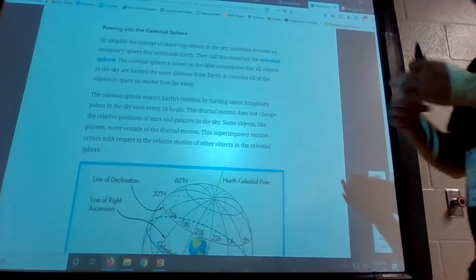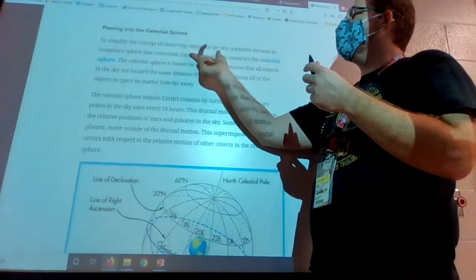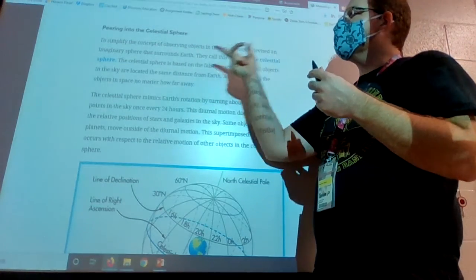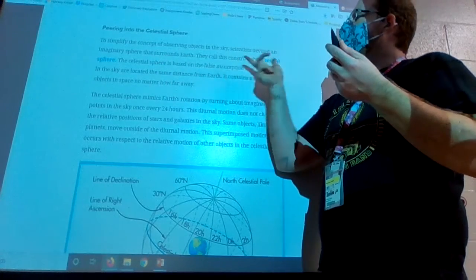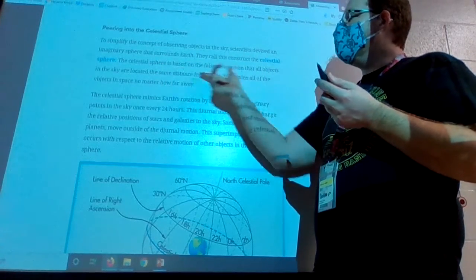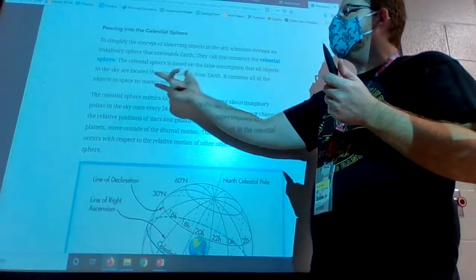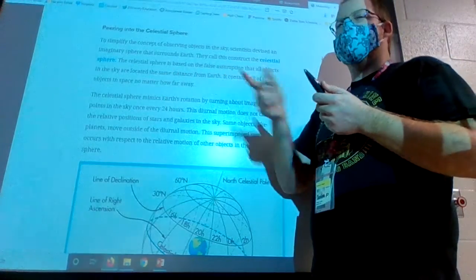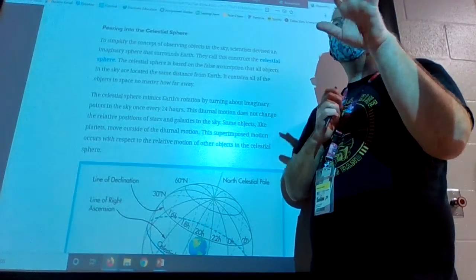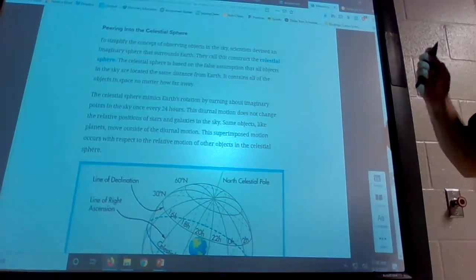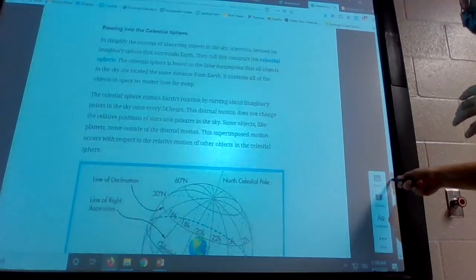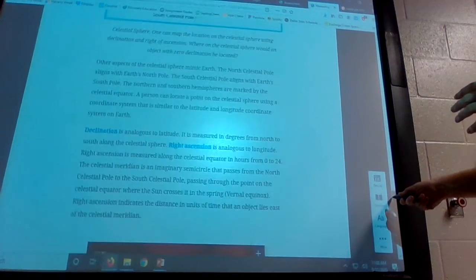So it says, to simplify that concept of observing objects in the sky, scientists devised the imaginary sphere that surrounds the Earth. It's called the celestial sphere. It's based on the false assumption that all objects in the sky are located at the same distance. Even though they're not the same distance, you can still use this to reasonably plot where things are. But this is kind of how we thought at the very beginning.